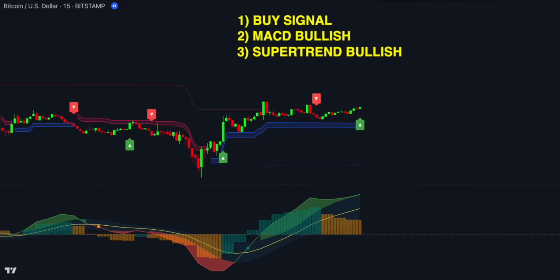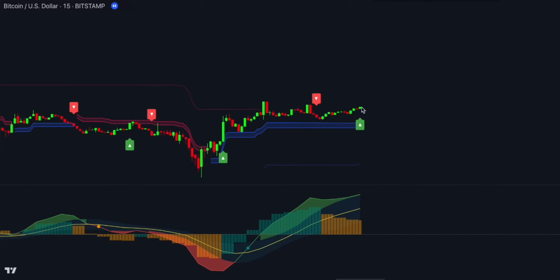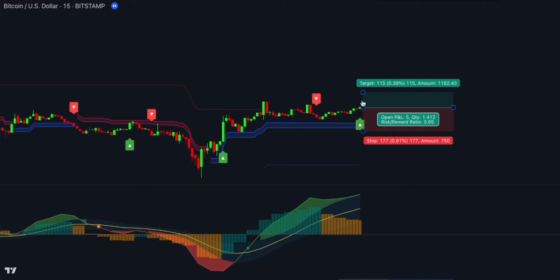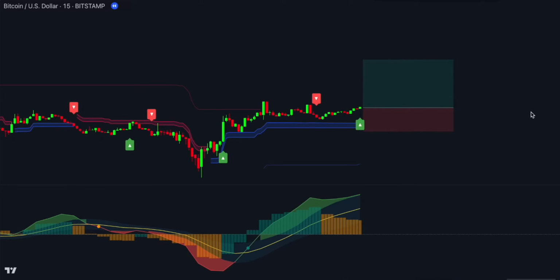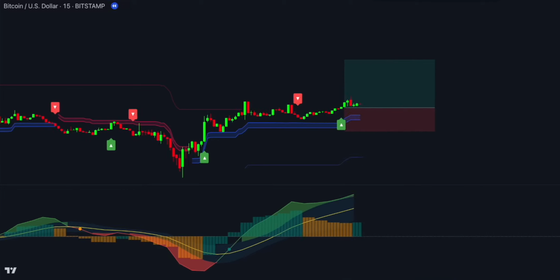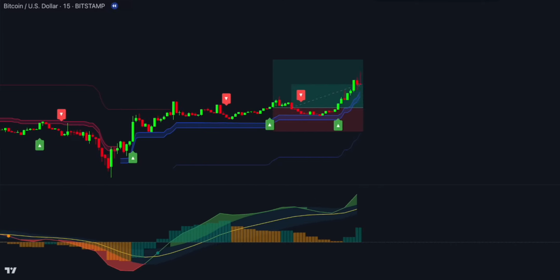Finally, check the super trend zone indicator for a positive bias. Both super trends should be blue. You should open a long trade on the next candlestick if these conditions are present. Set the stop loss below the fast super trend. Target 2 times the risk. Let's see how this trade performs.